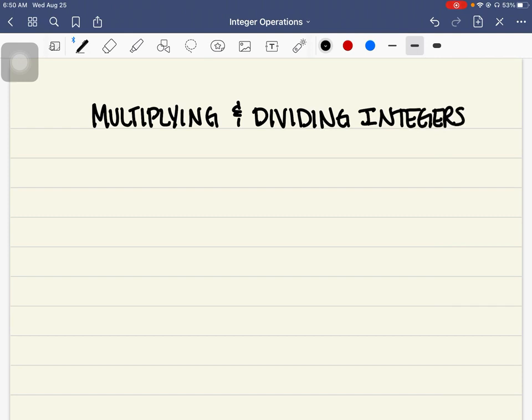All right, so here is where people start to confuse the rules for multiplying and dividing with adding and subtracting. There really is only a couple things you need to remember when multiplying and dividing. This does not work for adding and subtracting. All right, that's the main thing to remember.